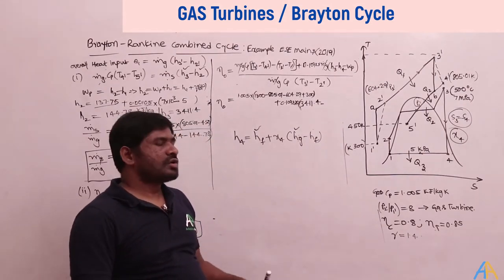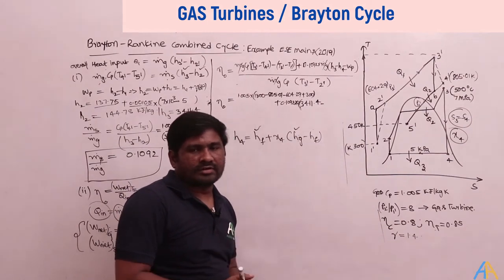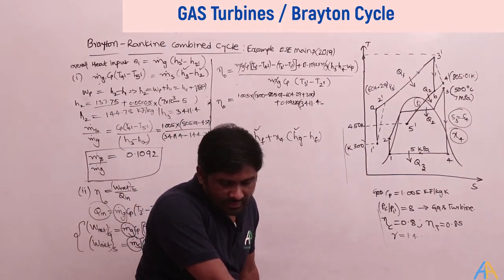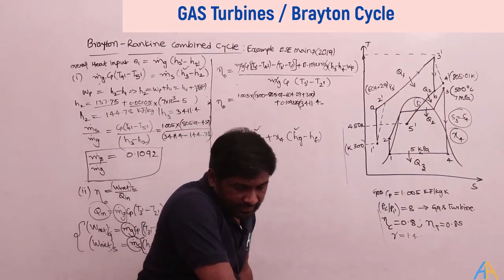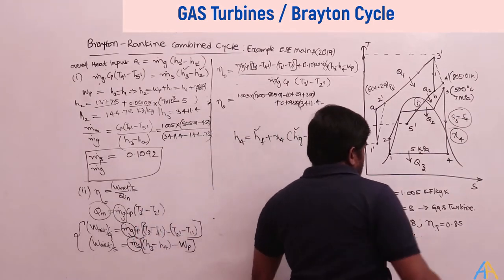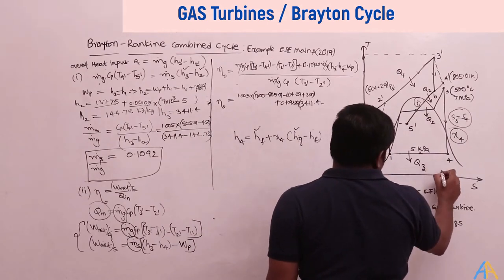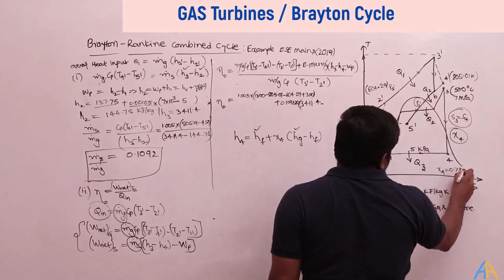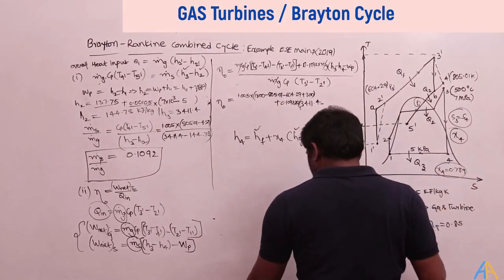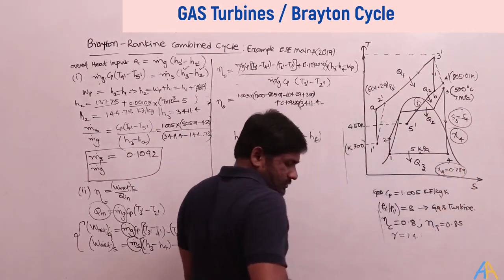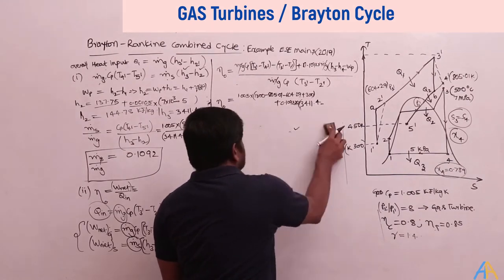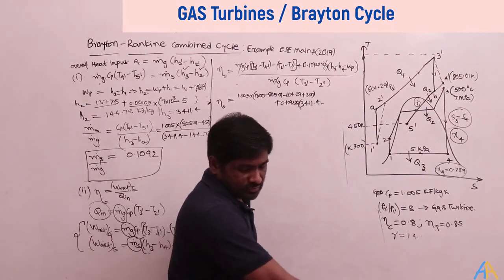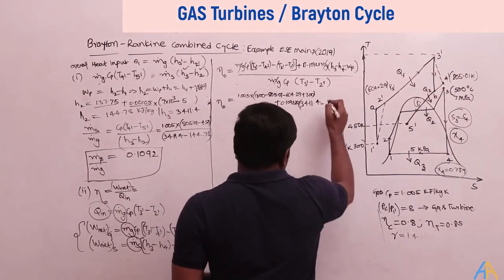You pause this video and look at the result yourself. I will directly write the value here. What is the value of X4? Here I am writing X4 equal to 0.789. This is the X4. Once you know the X4, you substitute and find out H4. How much will you get? 2073.